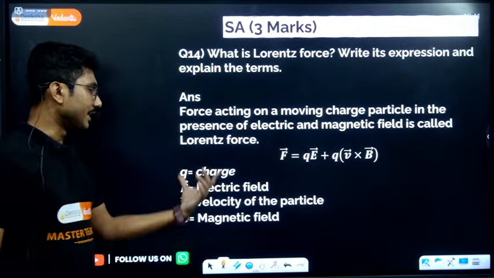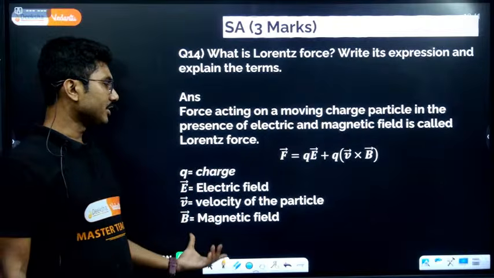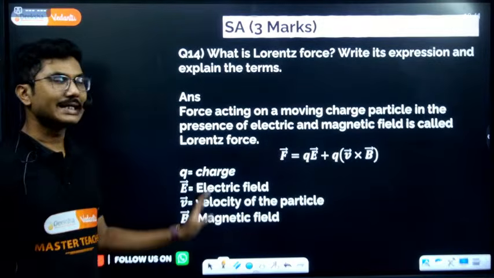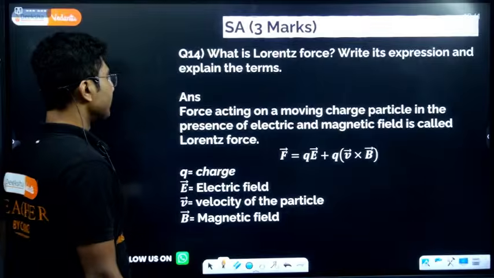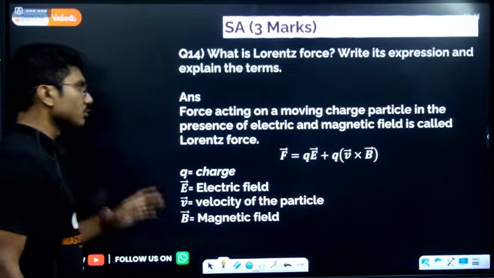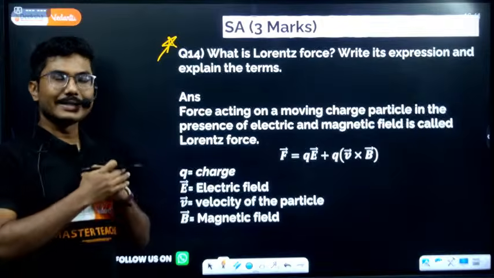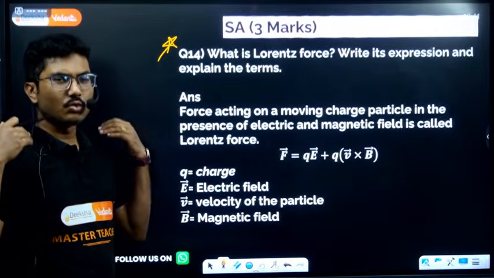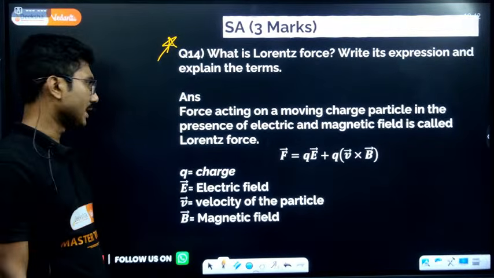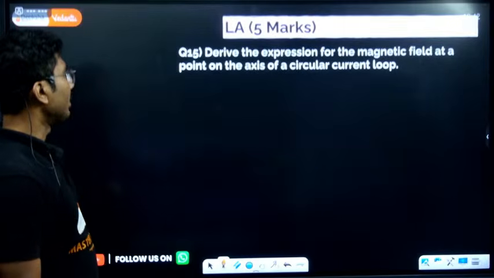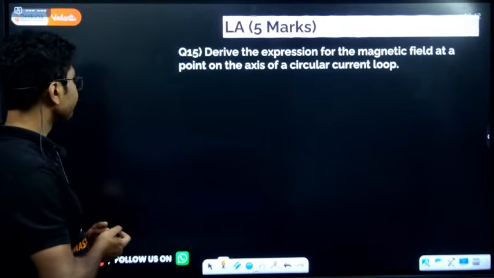E is the electric field, v is the velocity of the particle, B is the magnetic field, and q is the charge, right? So this is the expression for Lorentz force. This is also a super important, heavily important question, and it has been repeated again and again throughout the history of board exams. Now this is the last question of the day.